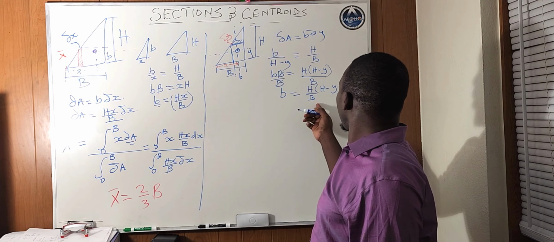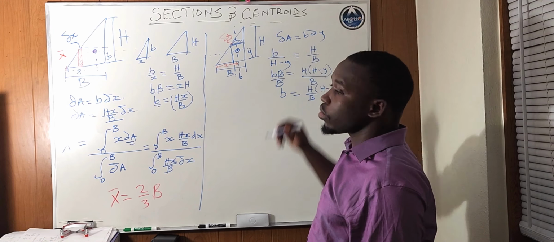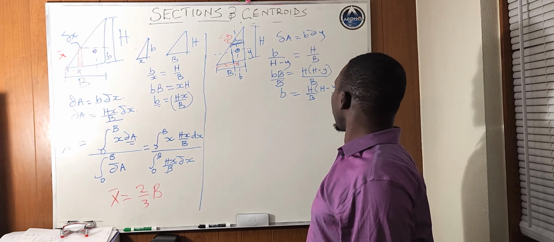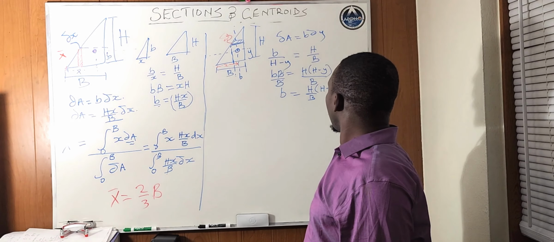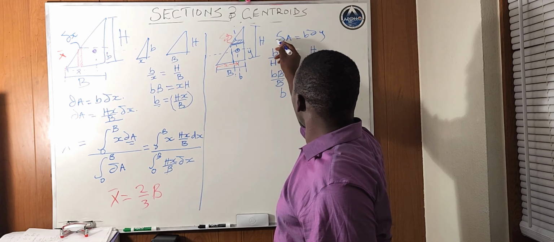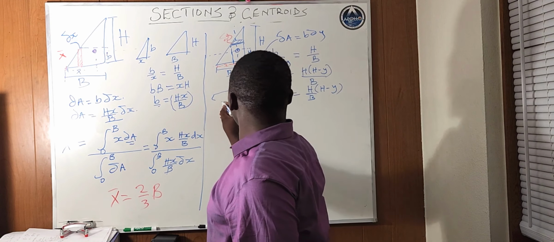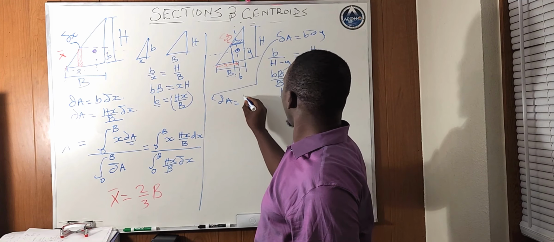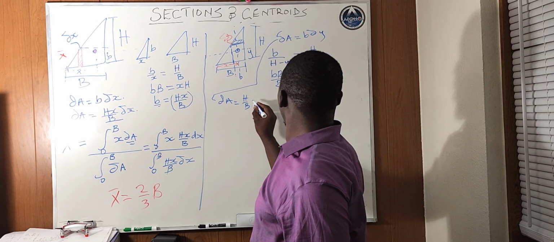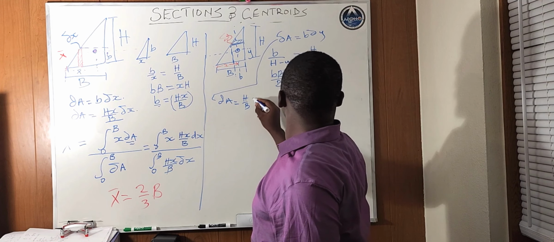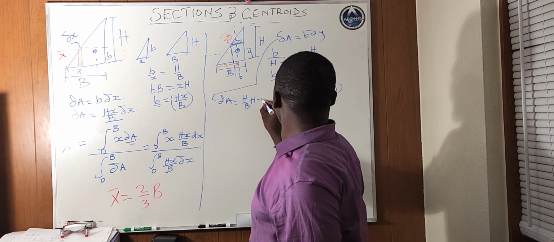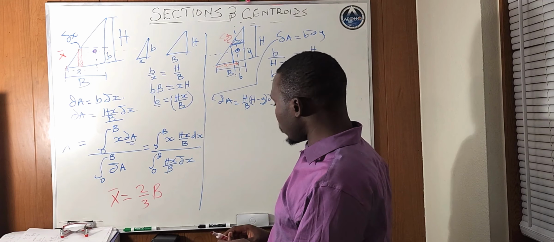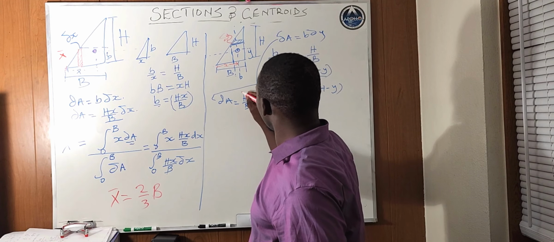So the same thing we did, we can take this here and substitute for b, then we will get the area of that section. So our area, if we take this down here, our dA is given by b over h, times h minus y, dy. So this is the area we are going to use.